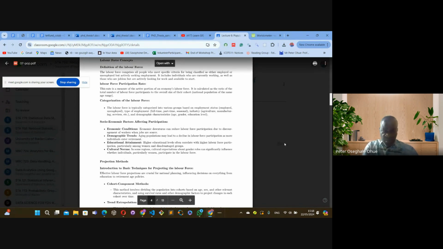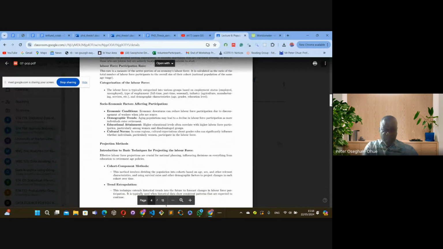So projection methods. One, introduction to basic techniques for projecting the labor force. So we are not only going to look at what constitutes the labor force, we also want to see how we can forecast the labor force. If we were doing numerical statistics or computer statistics, we'll talk about how to use models to predict. But generally speaking, there are also native methods or traditional methods that you can use.